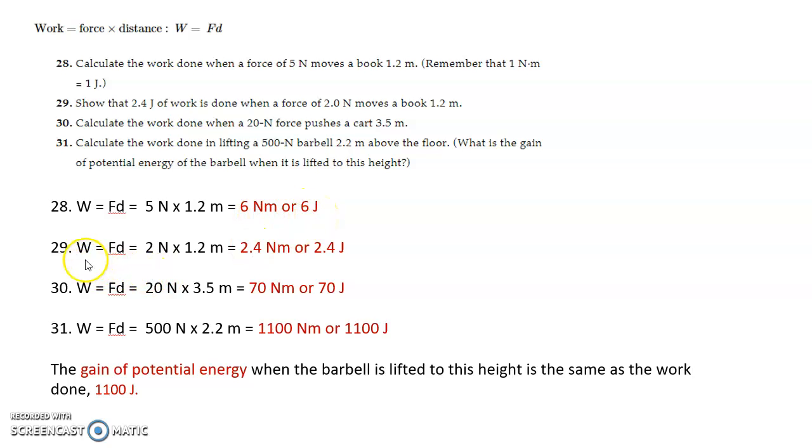We repeat it for problem 29, 2 newtons times 1.2 meters to give us 2.4 joules. Number 30, 20 newtons times 3.5 meters to end up with 70 joules. And for problem 31, 500 newtons times 2.2 meters to end up with 1,100 joules. The gain of potential energy when we lift the barbell to this height is the same as the work done. So we calculated 1100 joules for work done, and that is the same as the gain of potential energy.